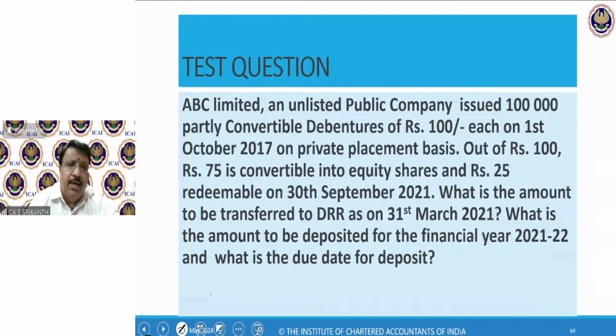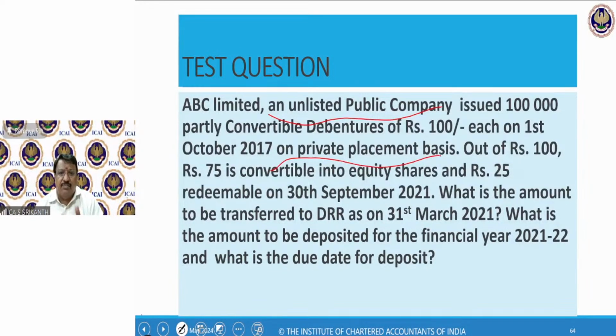So ABC Limited, an unlisted company, issued 1 lakh partly convertible debentures of ₹100 on 1st October 2017 on private placement basis. So, unlisted company, private placement. Out of rupees 100, 75 is convertible into equity shares. And rupees 25 is redeemable on 30th September 2021. So we are now in 2021. Now, on 30th September 21, I'm going to redeem these debentures.